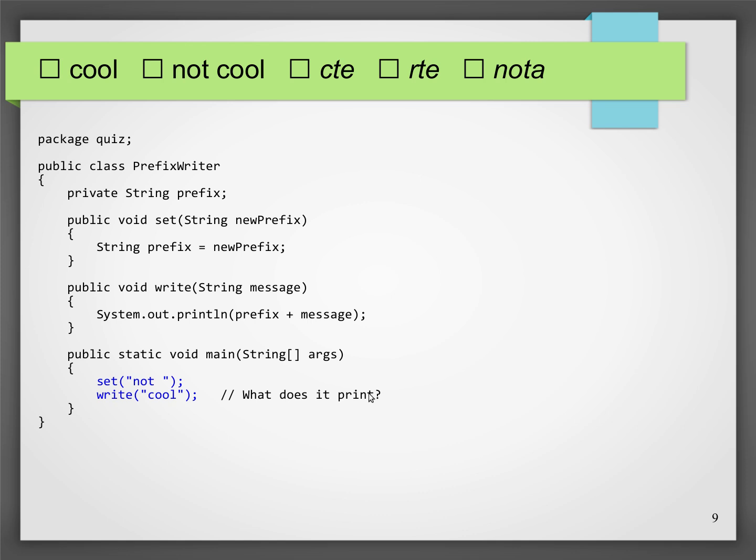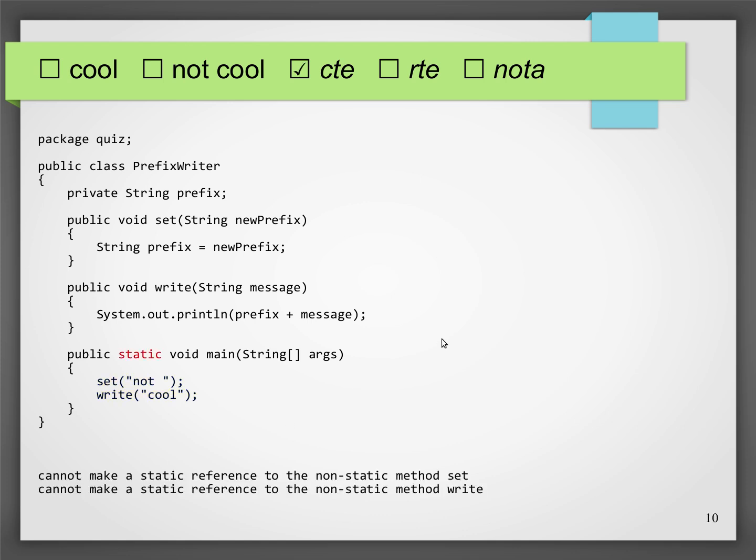Okay, so let's look at the answer. The answer is a compile time error. So we are inside the main method. Main is a static method, meaning we call it directly on the class PrefixWriter. We don't need any objects. But of course, these instance methods need an object to be called on, right? So we haven't created an object yet.